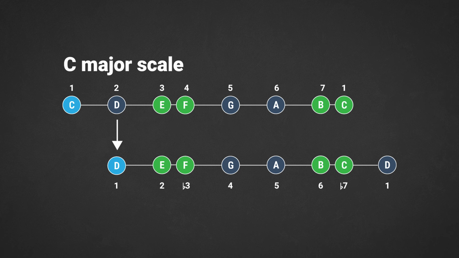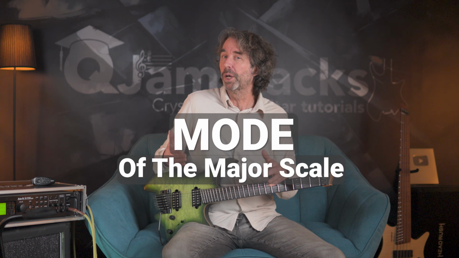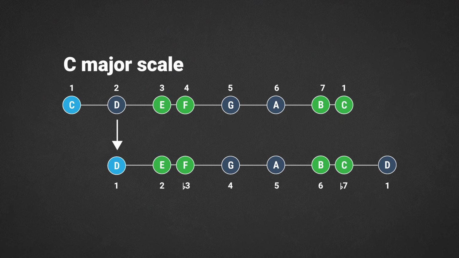So we are playing the notes of the C major scale, but we have derived a brand new scale from those C major scale notes. A new minor type of scale that is different from the common natural minor scale. And here it comes. We have created our first mode of the major scale. A mode that starts on the second note of the major scale and is very different from the others.